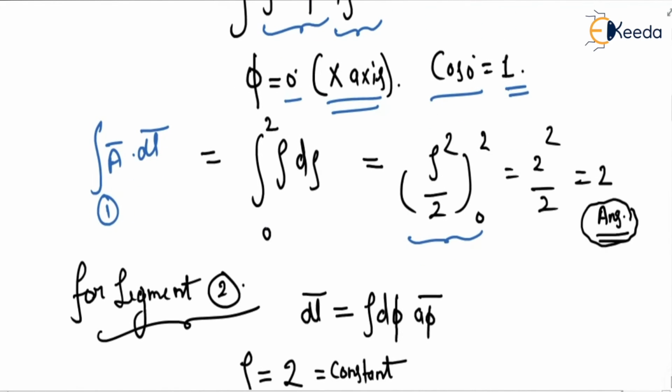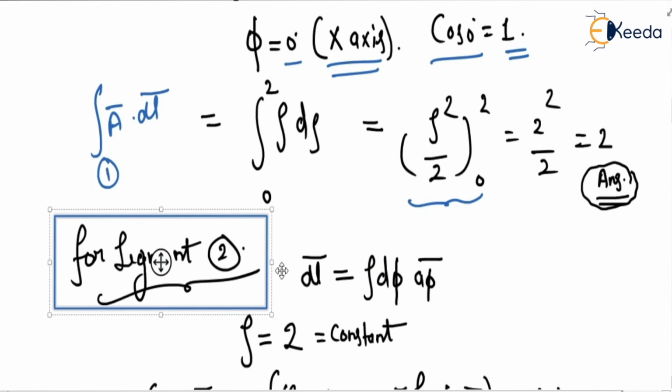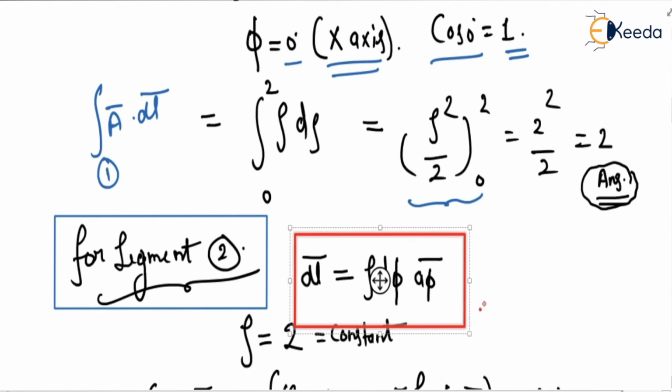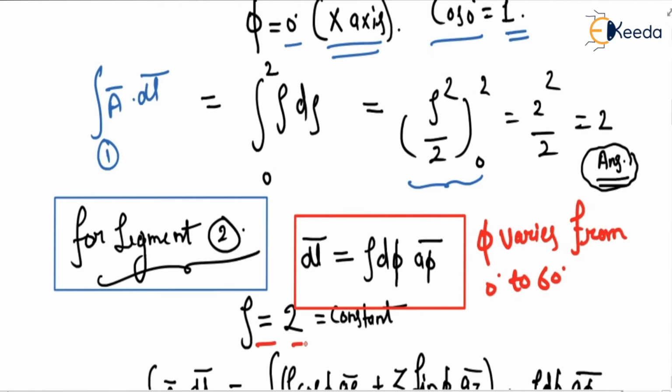Now we will go for the second segment. For the second segment, phi is changing. When phi is varying and rho is constant, we write dl vector as rho d phi a phi. Phi varies from 0 degree to 60 degrees, and rho is constant, equal to 2.